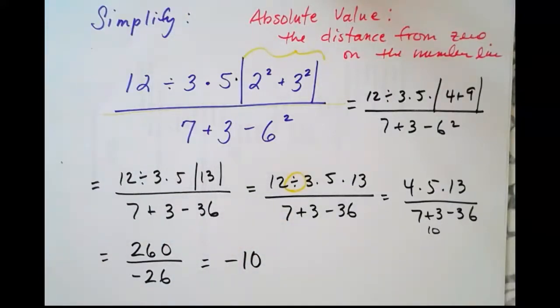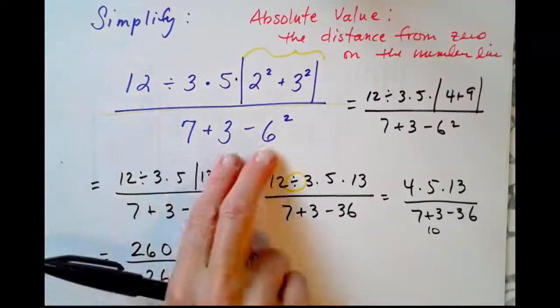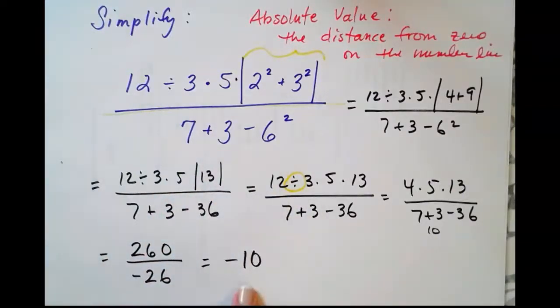The simplified evaluation of this particular order of operations problem is negative 10. And that is a quick review of order of operations.